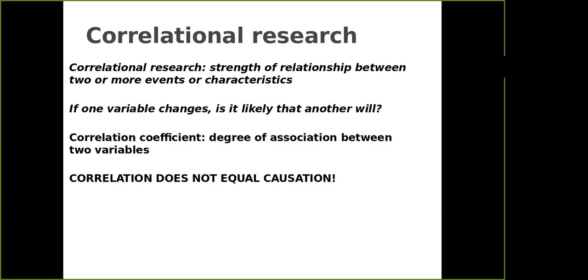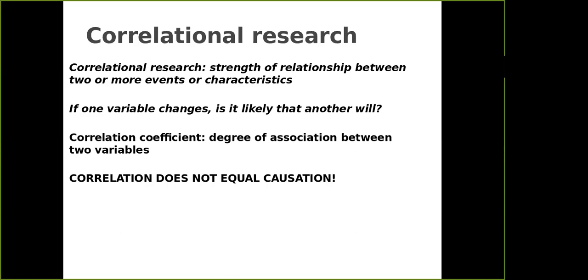In correlational research, the goal is to examine the strength of an association between two or more variables, two or more events, two or more characteristics, any of those types of variables. The question that's asked is, if one of these variables changes, how likely is it that the other one will also change? And statistically, this is computed with what's called a correlation coefficient.